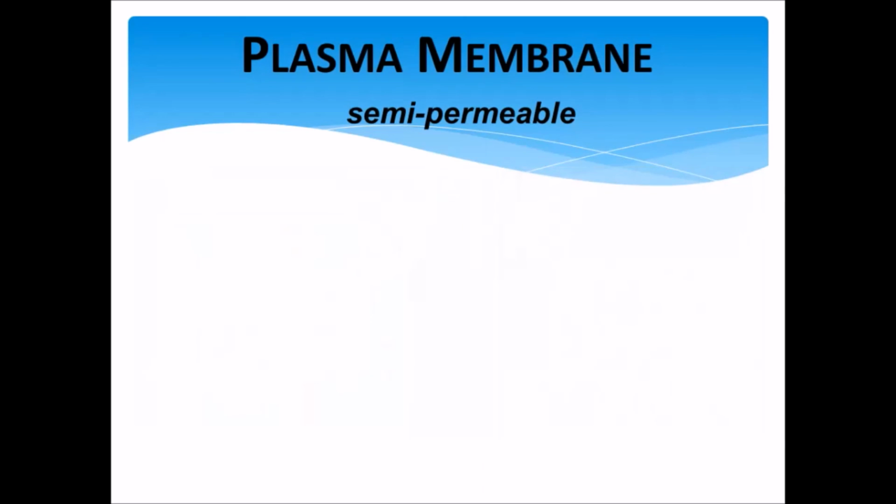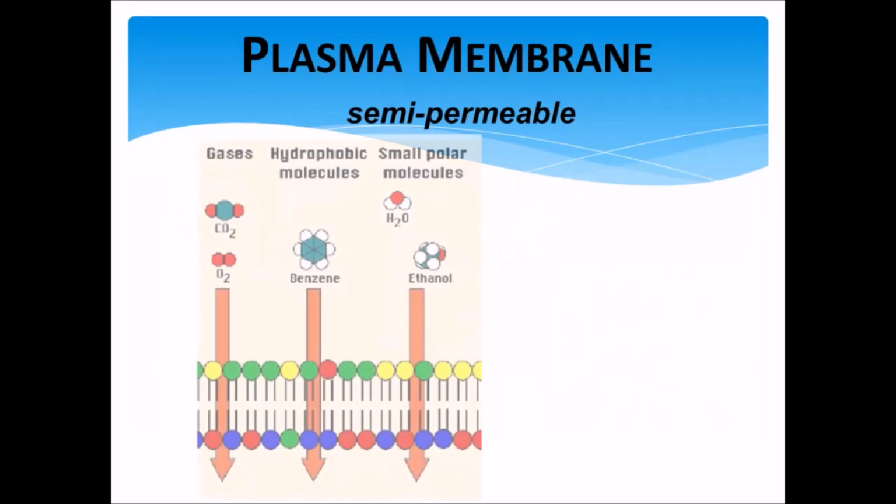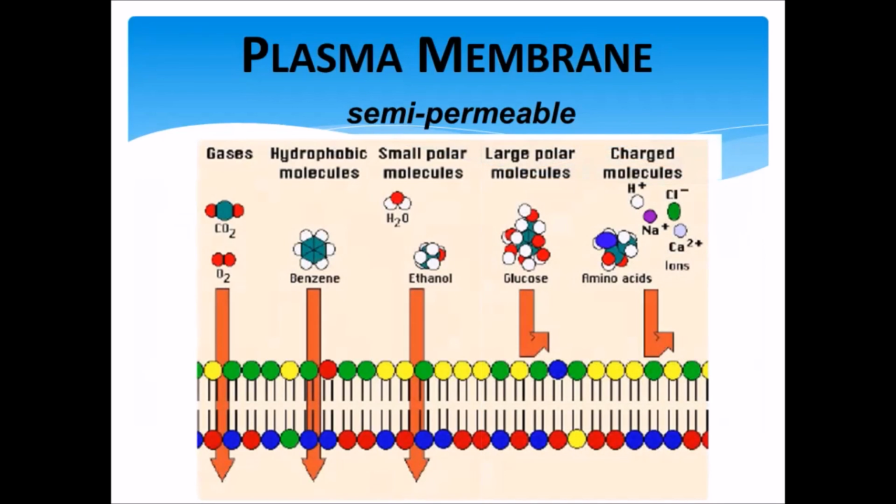This figure illustrates the semi-permeability of the plasma membrane. It shows that some molecules, such as gases, hydrophobic molecules, and small polar molecules can enter and leave the cell through the plasma membrane easily, while large polar molecules and charged molecules cannot. Control of how, when, and how much of these substances enter and leave a cell relies on the structure of the plasma membrane.